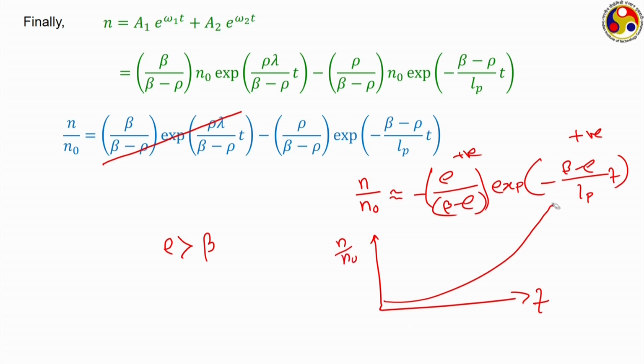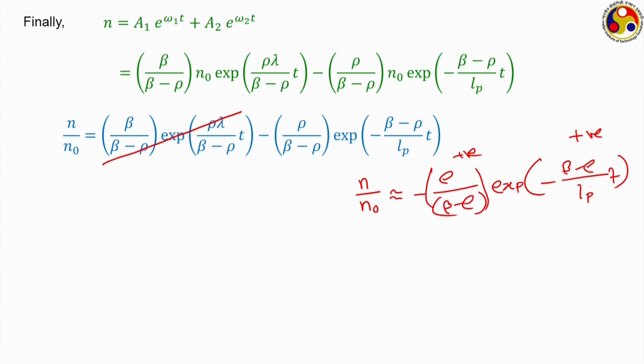That is the situation that we get for prompt neutrons as well. Just to put into perspective, for prompt neutrons we also got a profile of this particular form, exponential of rho upon L p into t. As rho is a positive quantity and L p is always a positive quantity, it was also a positive exponential, that is, it showed a very steep growth. But now, with delayed neutrons, beta is coming into the picture.